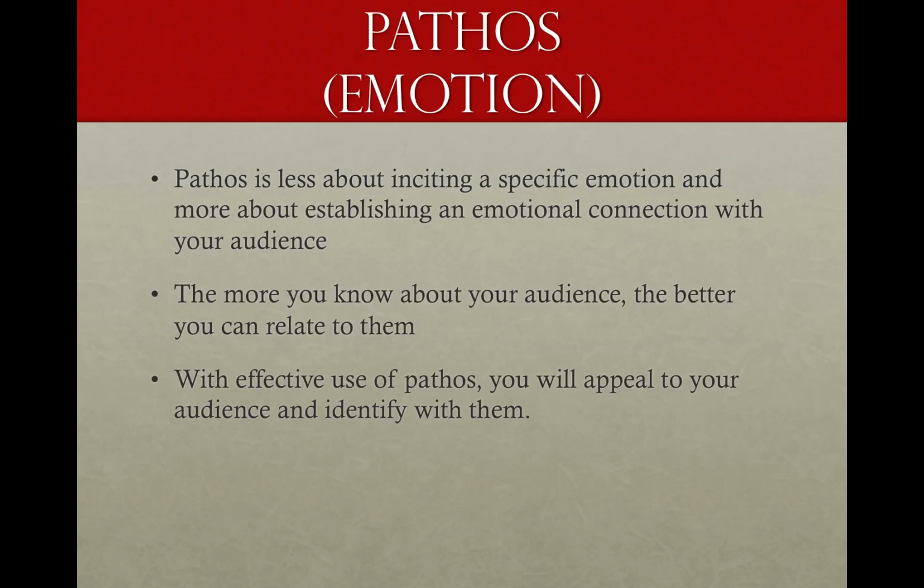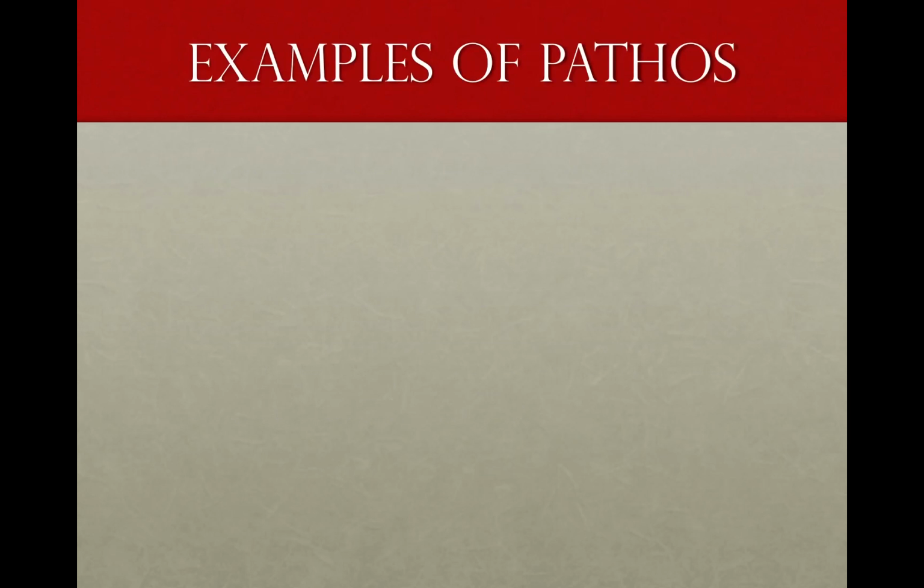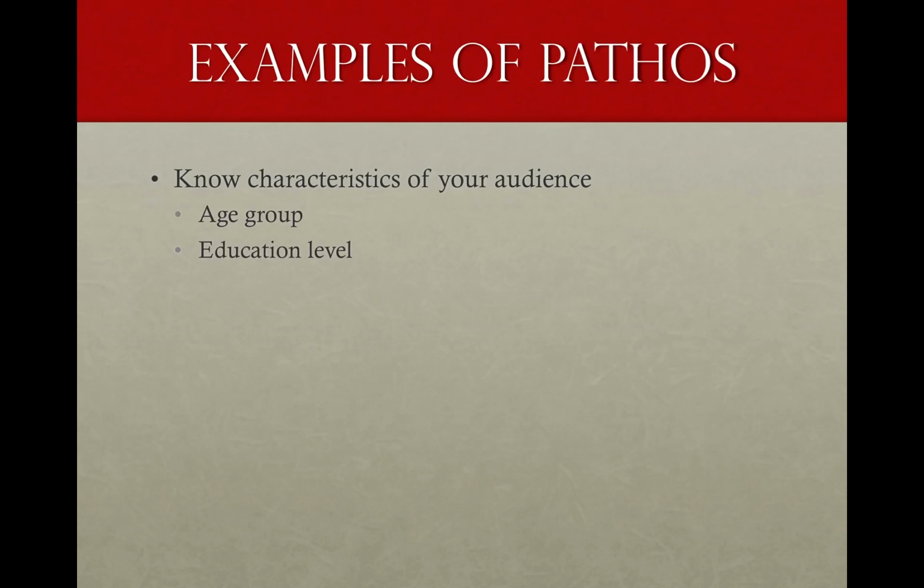Well, that's what you want to try to incorporate into your own essay. And to do that, you have to know the audience that you're sending the information to. Some examples of pathos: know the characteristics of your audience. Know the age group, the education level, the social background. Think of the elements of what you're talking about first, and then think how that information can be tailored to suit the audience that you are addressing.